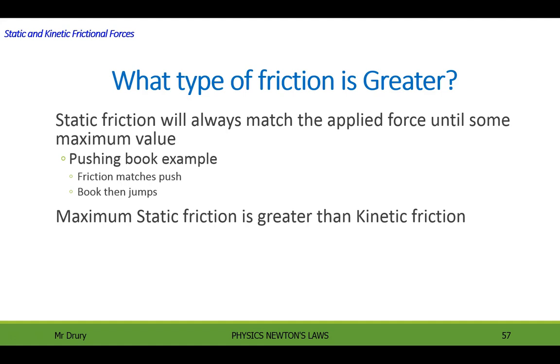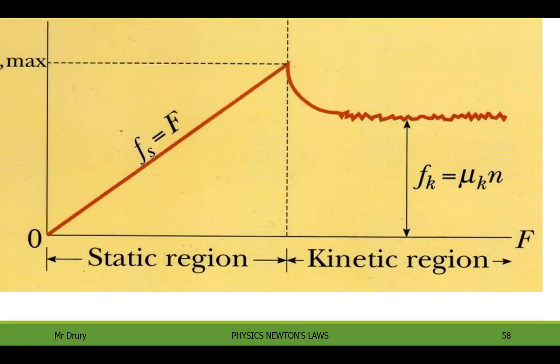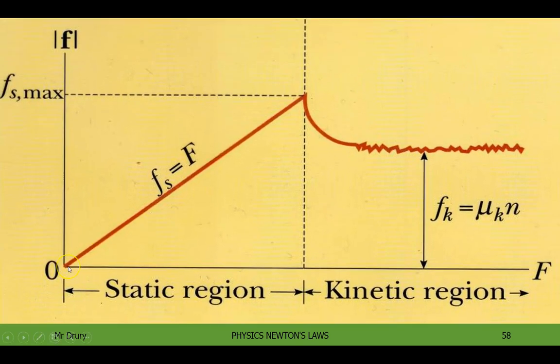And here's a little graph that may help you understand this. Okay, so as you were pushing on the book, it was matching your push. It kept on matching it until it couldn't do it anymore and it jumped, it skipped. And then the friction force was less. So the static friction can be greater than the kinetic friction.